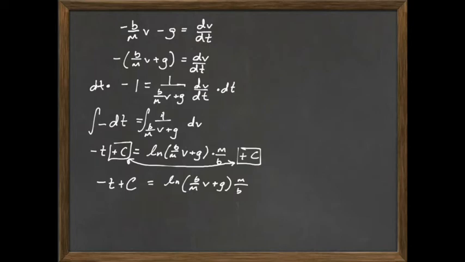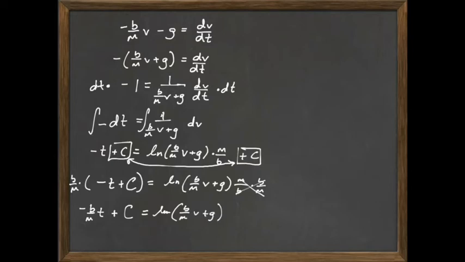Now, if I need to get an expression for v, I have to get it out of the ln. So in order to do that, I need to get everything off of ln. So let me move the m over b to the other side. So that cancels it off here on the right. And on the left side, that gives me negative b over m t. And then b over m is a constant, times another constant is still a constant. So now I've got ln of (b over m v plus g).